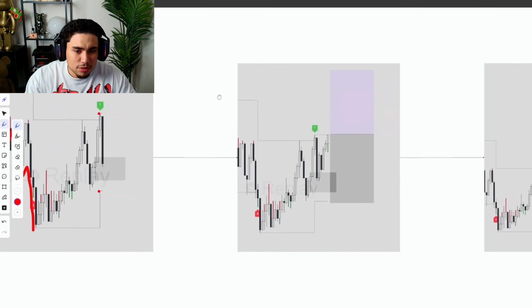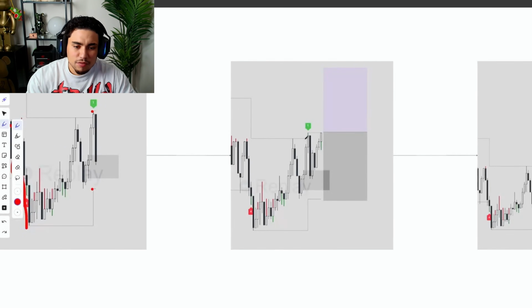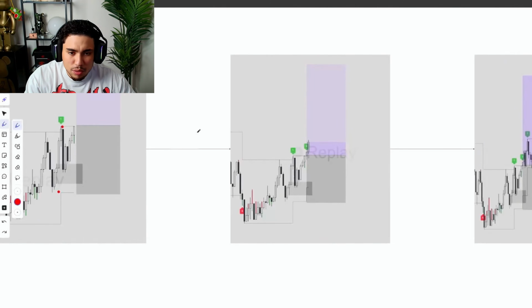So we can step to this second step, and what we're waiting for is for price to come back to the range from the high to the low. Once price does it, in this case right here, we are good to then move to the next step. And the next step is where we're going to be placing our orders.